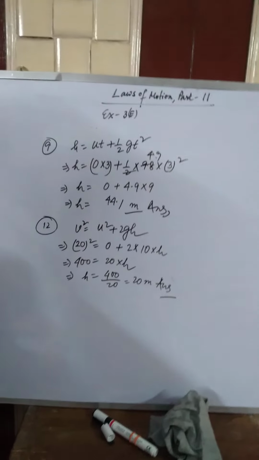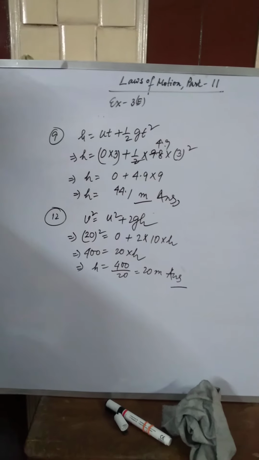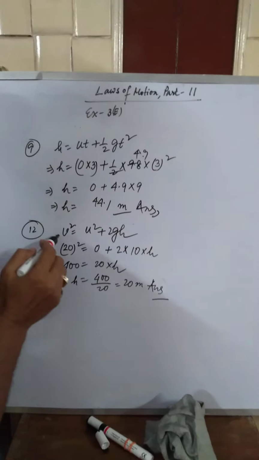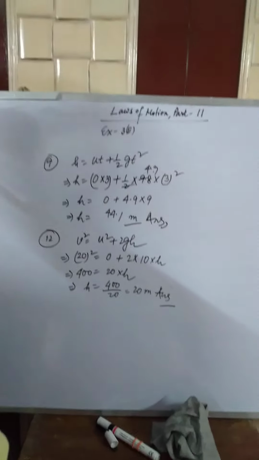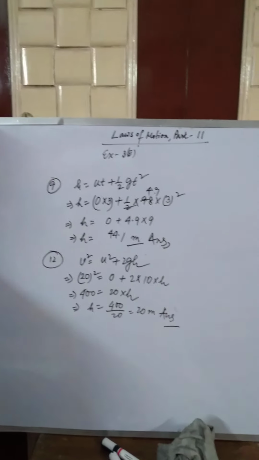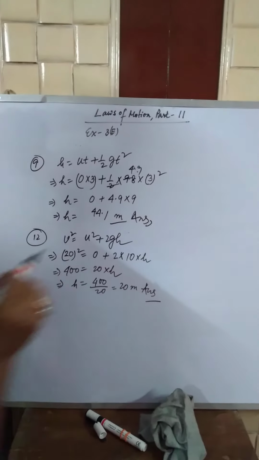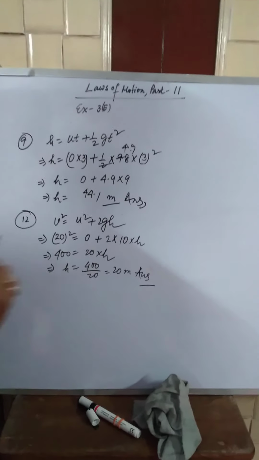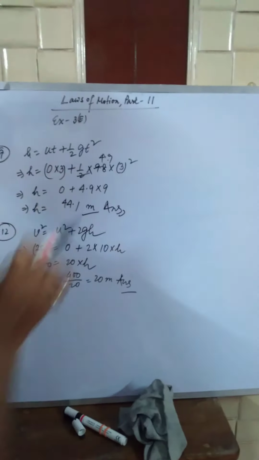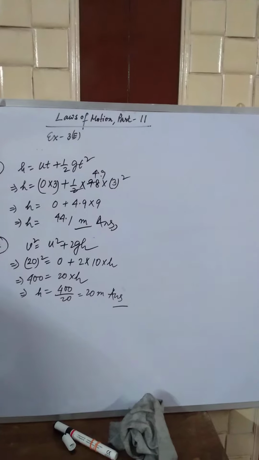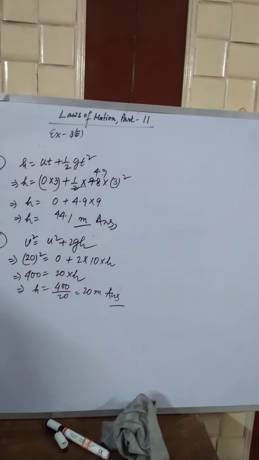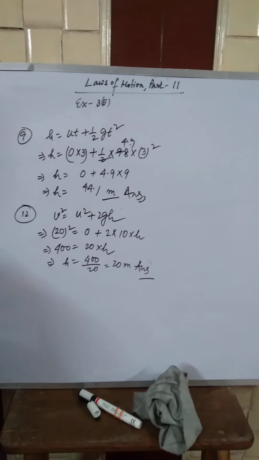So when you release the body from the top of the tower, the final velocity before touching the ground, v is equal to 20 meter per second. The value of g is given as 10. You have to find out the value of h. Since it is dropped from a certain height, its initial velocity is 0, and that's why u is equal to 0.